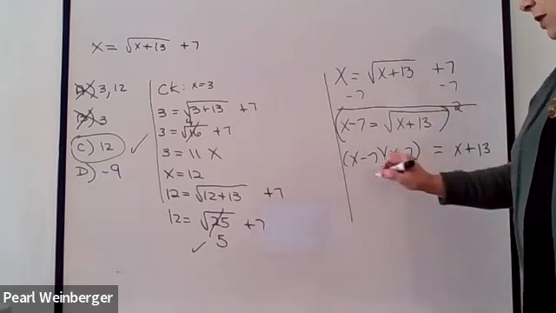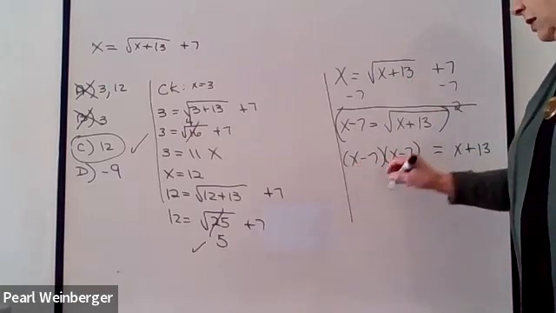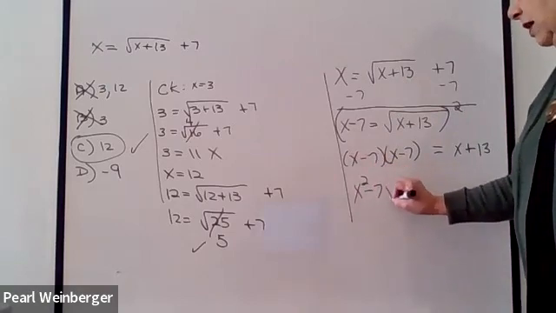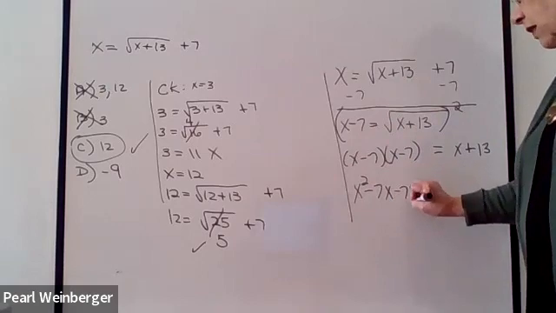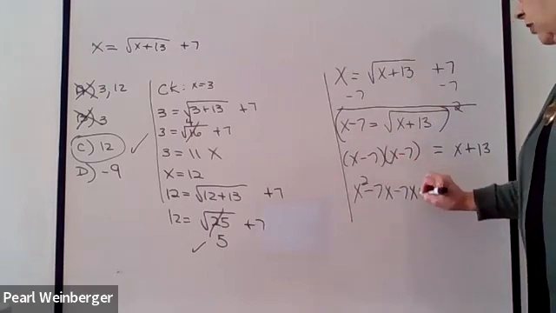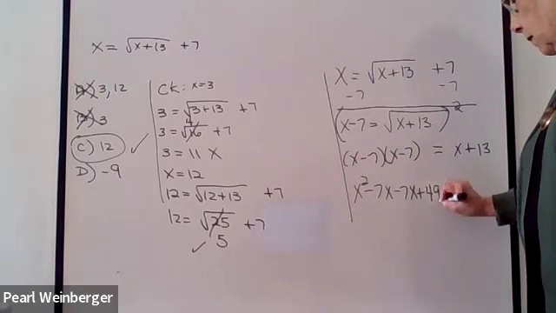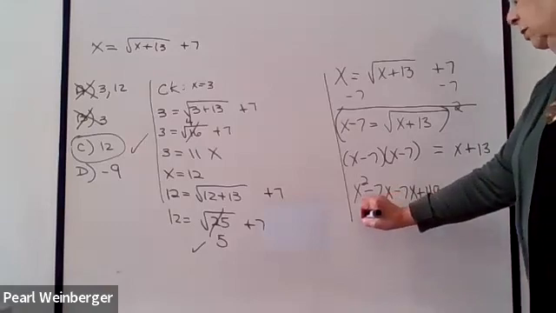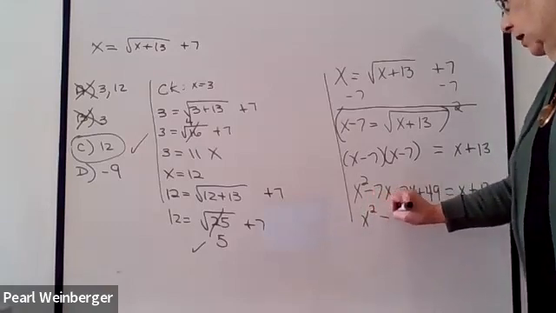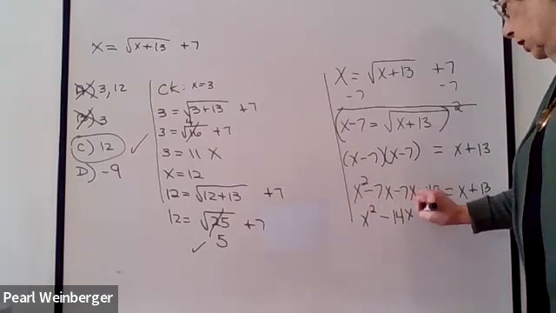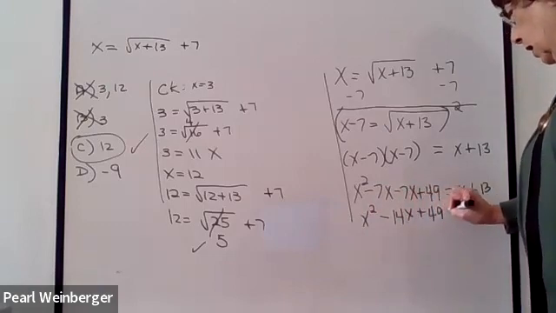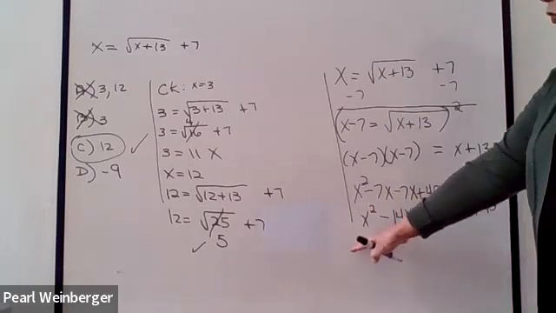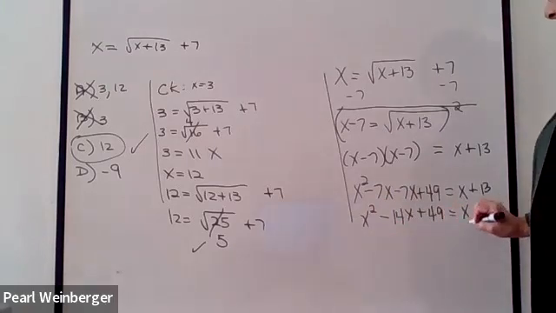Now I've got to multiply this out. And I have to do FOIL. X times x is x squared. Outer is negative 7x, and inner is also negative 7x. Negative 7 times negative 7 is 49. Which gives me x squared minus 14x plus 49 equals x plus 13. And since it's a quadratic equation, I'm going to have to get it equal to 0.